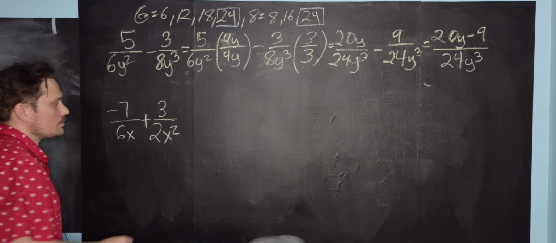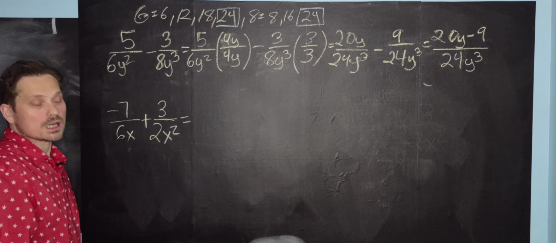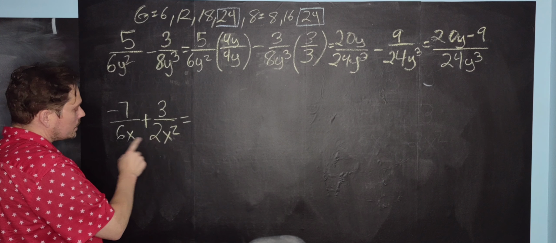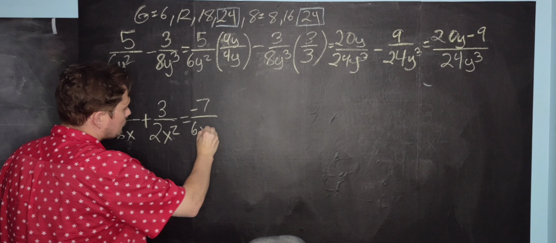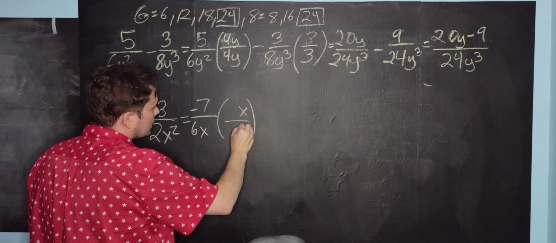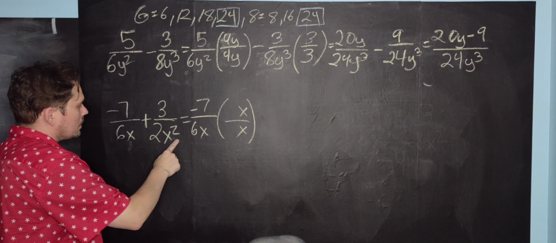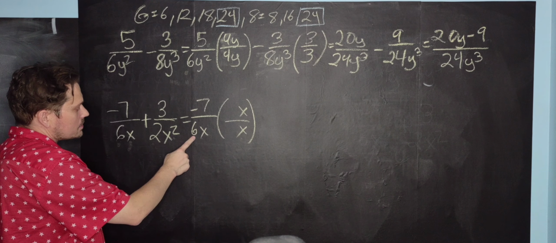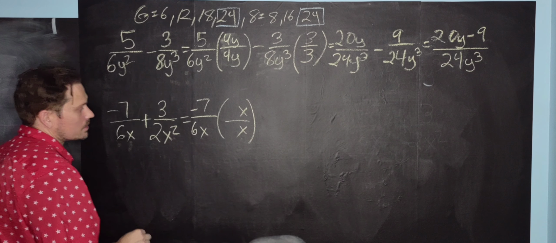Look at the next one. Same principle applies here. So the issue is you have 6x and 2x squared. Unlike again. So what's missing here, because you got to have an x squared, is an x. So you're going to have negative 7 over 6x, and you're going to multiply it first by x over x, because x times x will give you an x squared. Now this is a 6 and this is a 2. So keep the 6 at first. You're just going to have to make this 2 into a 6.